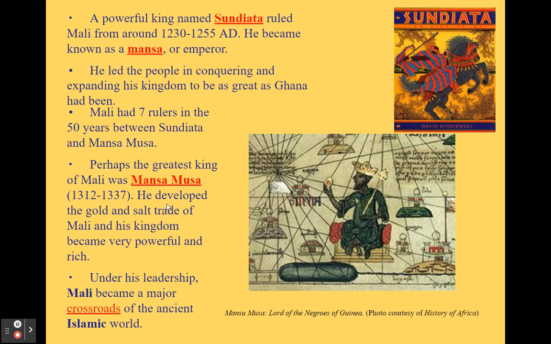He truly developed the gold and salt trade of Mali. His kingdom became very rich and powerful, and Mali became a huge center of crossroads. It becomes this huge crossroads of the ancient Islamic world. So Mali becomes one of the best ways to spread the Islamic religion, the Arabic language, the Islamic culture, because they're trading with the people of Mali. The people of Mali are trading with the Muslims. Perfect spot.